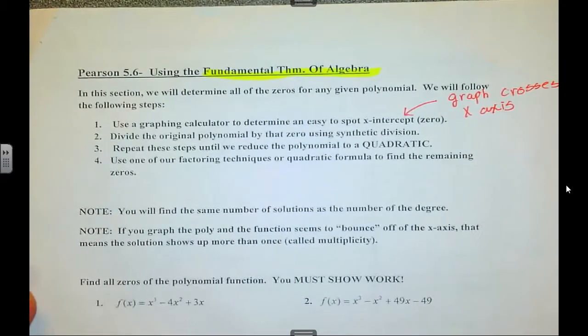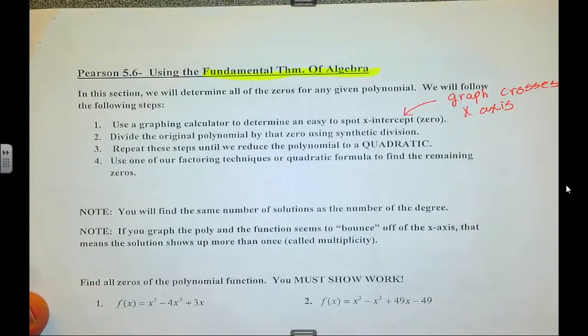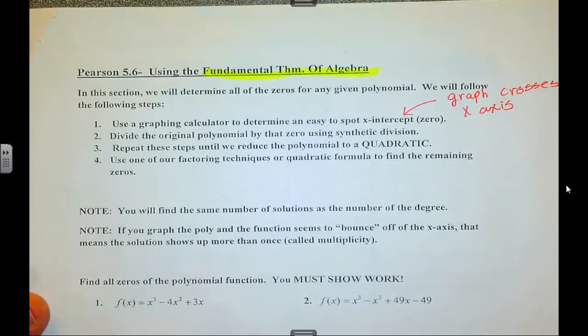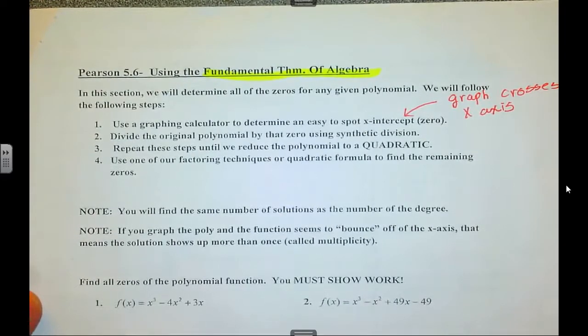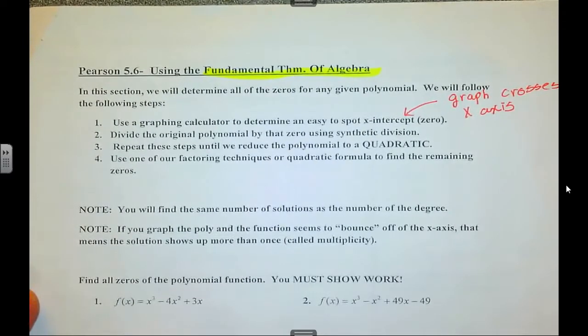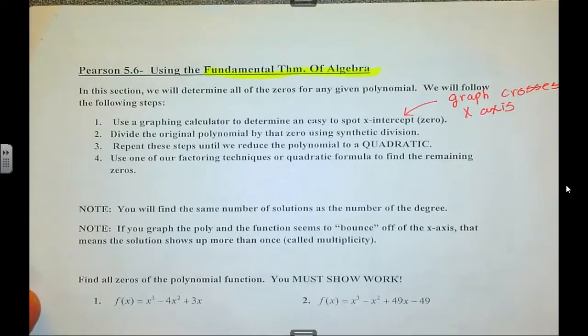Step 2. Divide the original polynomial by that zero using synthetic division. Step 3. Repeat these steps until we reduce the polynomial to a quadratic. At which case, you guys know how to factor any quadratic, right? Any quadratic in the world, even ones with imaginary numbers. Because you can always use what?